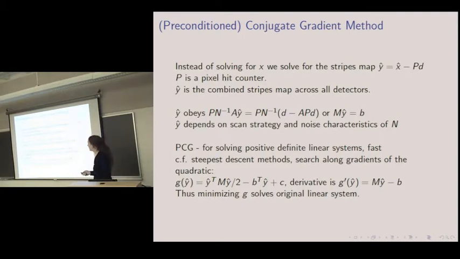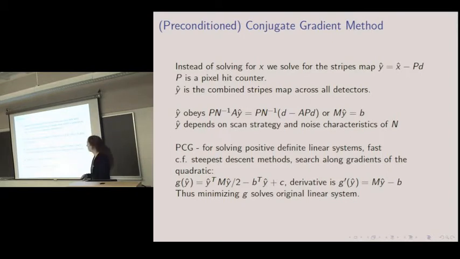And just briefly, what a PCG method does is similar to a CG method. You form a quadratic given by this combination, and then its derivative is given by M y minus b. So if you minimize g, that amounts to solving your original linear system.